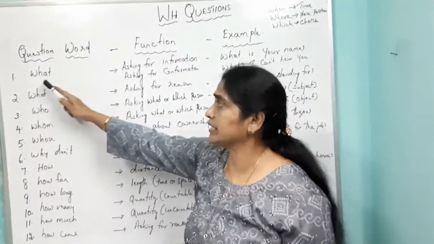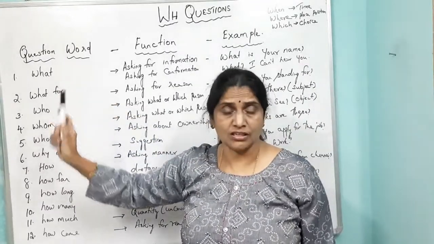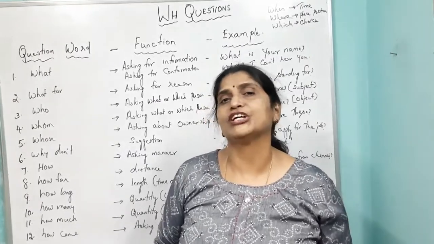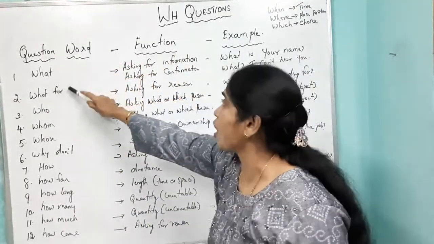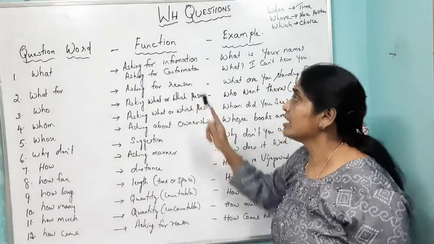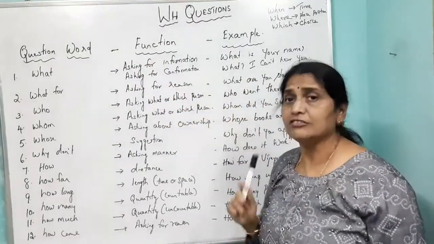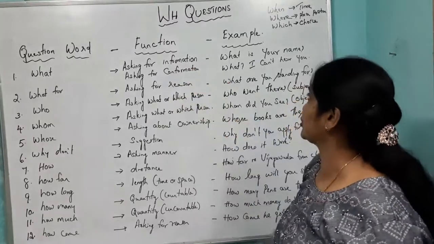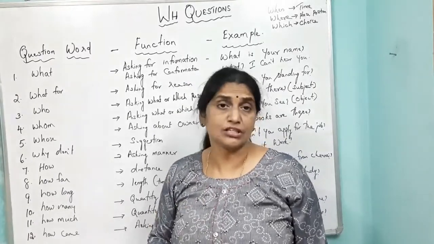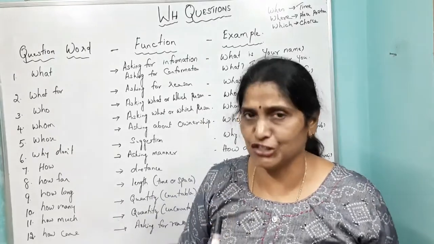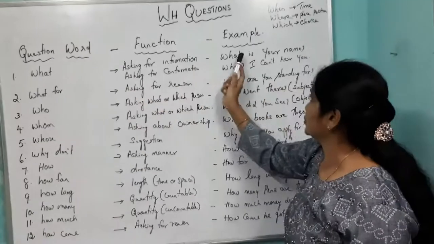The first one being what. This is the most often used word when questioning. The function of the word what is asking for information or asking for confirmation. For example, asking for information: What is your name? You want to know the name of the person, you want to get the information. So, what is your name?